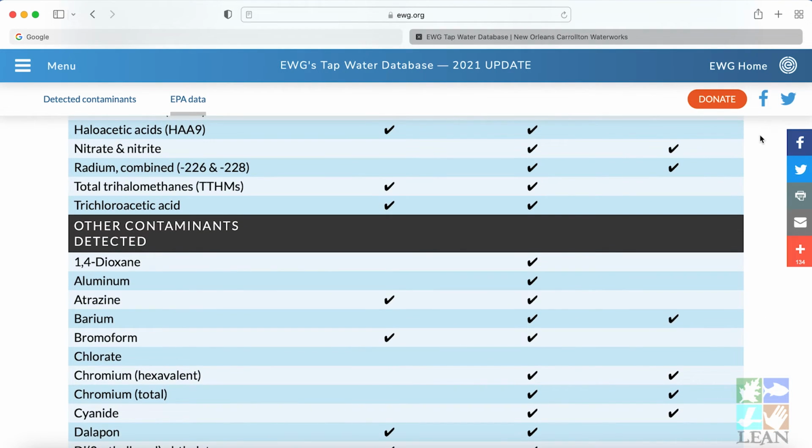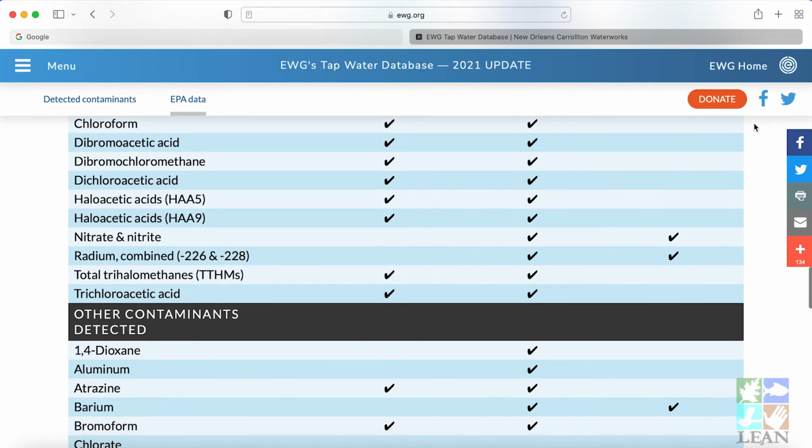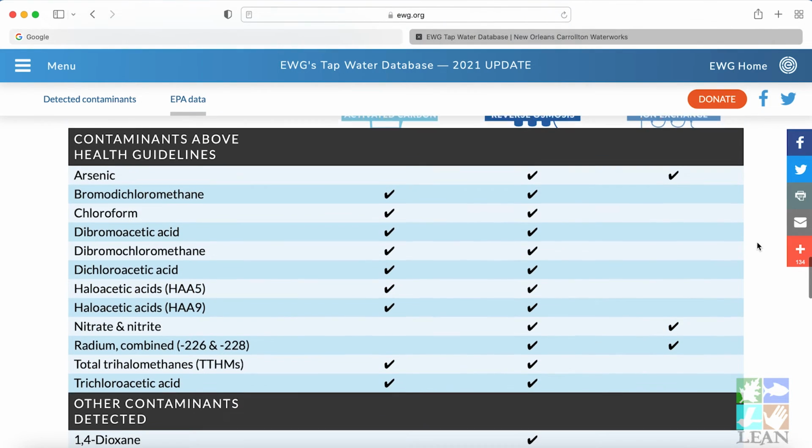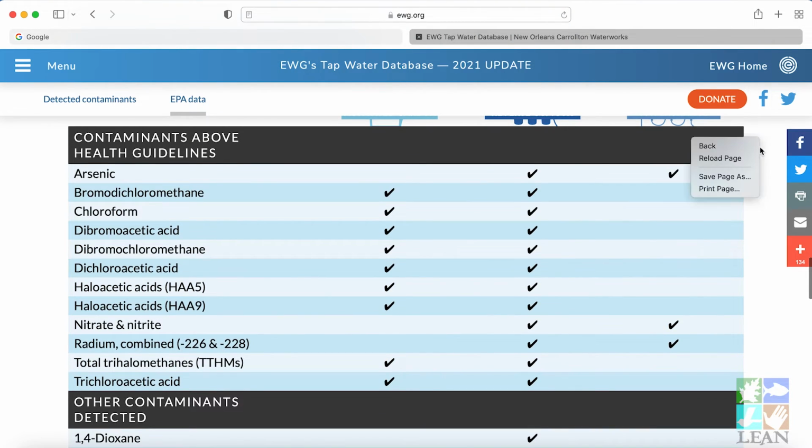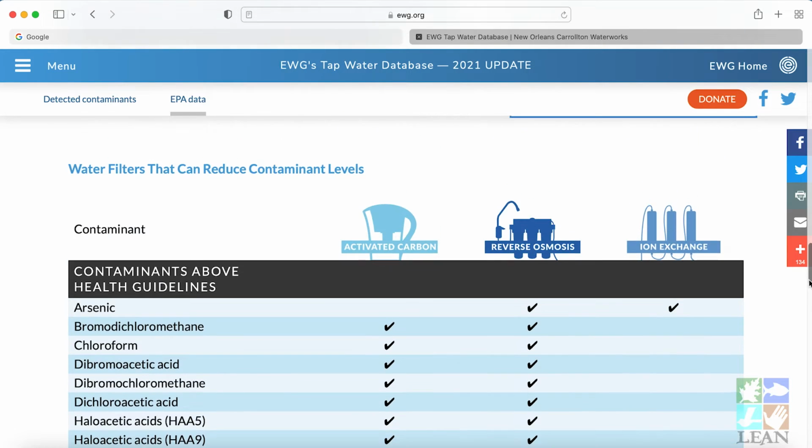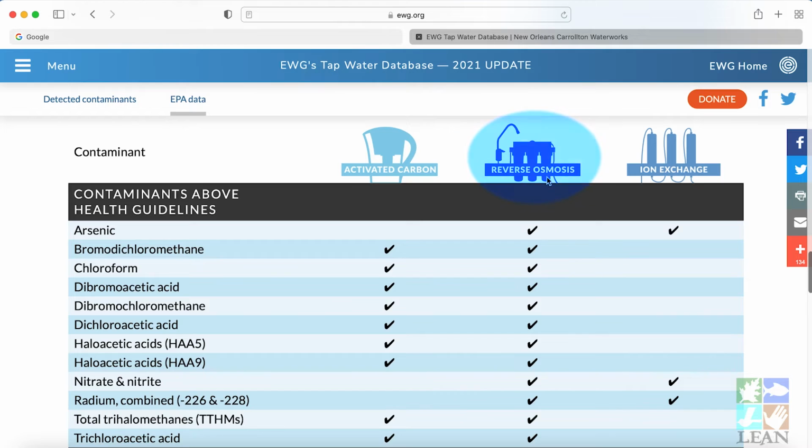So if we just do a quick scan of the EWG's website, we can see that probably the best water treatment system, the one that filters out the most of these contaminants, is a reverse osmosis system. Now that may be too expensive for a lot of people, and so the cheaper variety is the activated carbon.